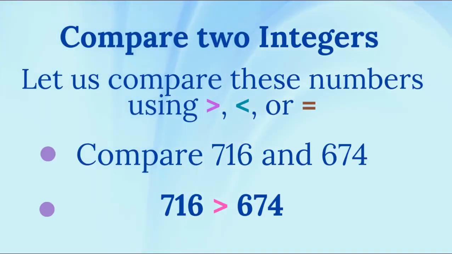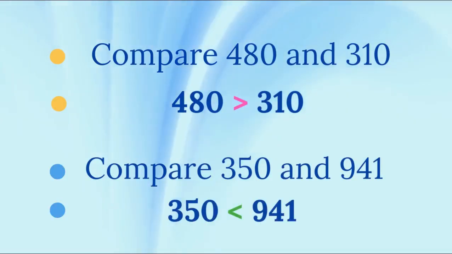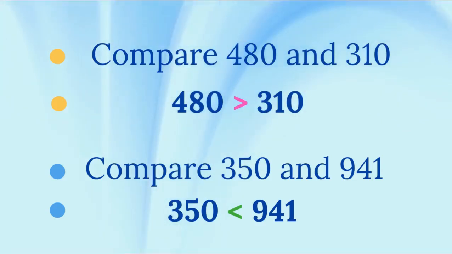Let's compare two integers. We compare numbers using the words greater than, less than, or equal to. Compare 716 and 674. 716 is greater than 674. Compare 480 and 310. 480 is greater than 310. Compare 350 and 941. 350 is less than 941.